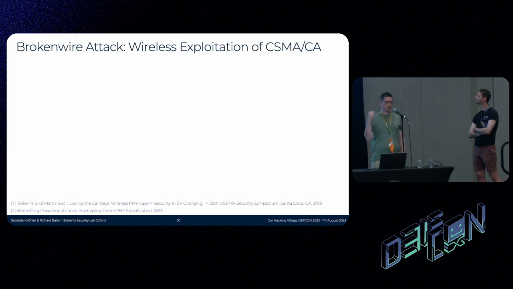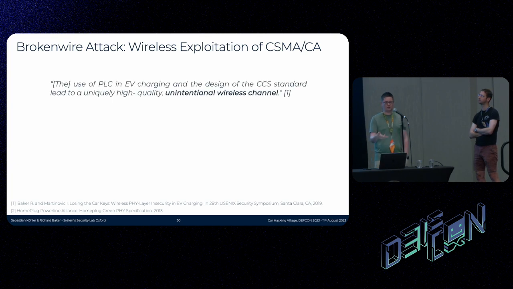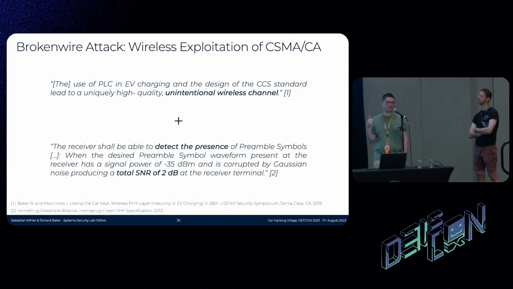So we found BrokenWire. And BrokenWire exploits the CSMA-CA mechanism used by Homeplug GreenPhy. So how did we actually find this? Well, again, there is an unintentional wireless channel, can we inject? And then we looked at the standard and we found this interesting phrase. And this phrase basically says that the modem should consider someone else communicating if they receive a preamble with 2 dB above noise.